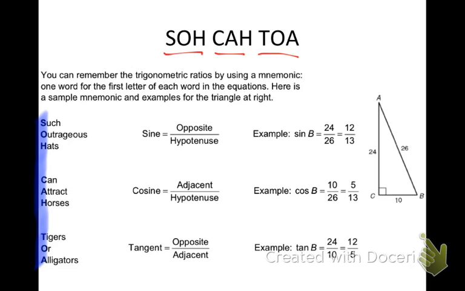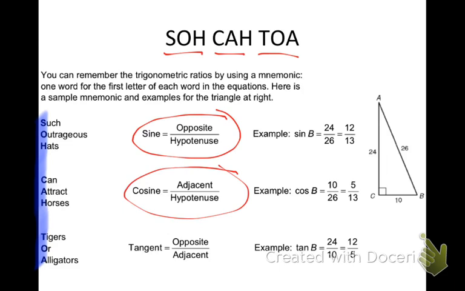And again, here's the important thing. There's the ratio. Sine equals opposite over hypotenuse. Cosine is adjacent over hypotenuse. And tangent is the opposite over adjacent. Okay. So again, recognizing where you find these.